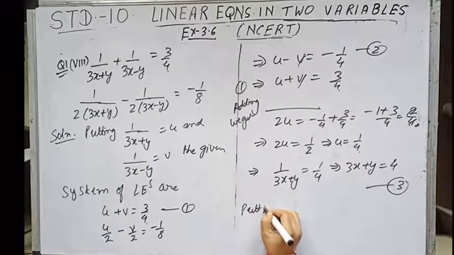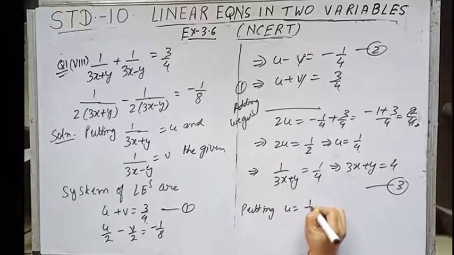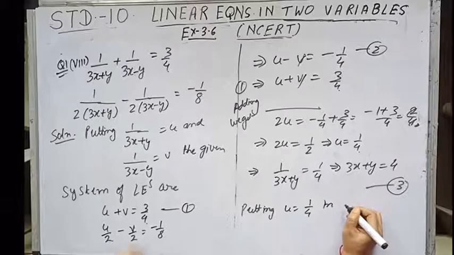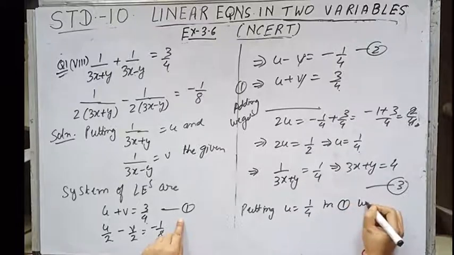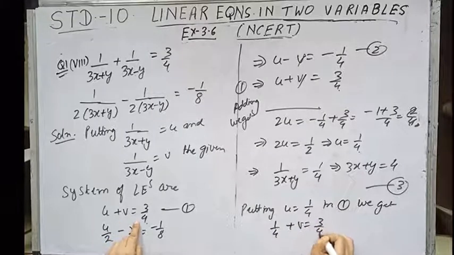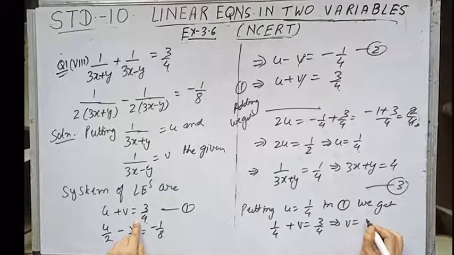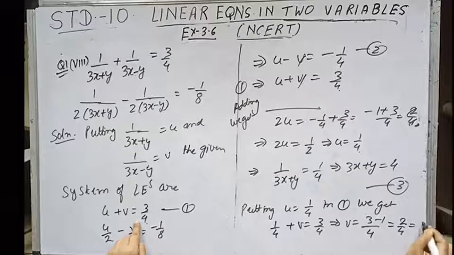Again, we have to get the value of v. So putting u equals 1 by 4 in the equation, we can substitute in 1 or 2. So I am substituting in 1. We get 1 by 4 plus v equals 3 by 4. This implies v equals 3 minus 1 by 4 equals 2 by 4 equals 1 by 2.